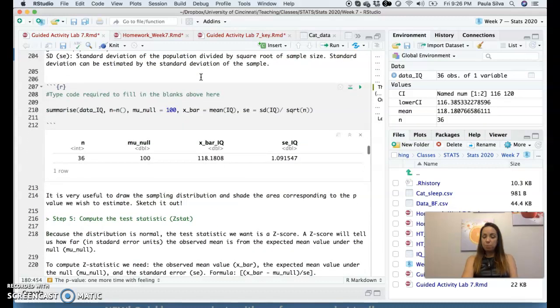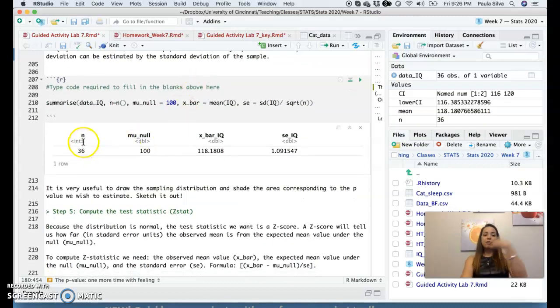So let's continue to build our table. We have the number of observations. We have the mean, which is the center of our sampling distribution under the null hypothesis, which is 100. We have the observed mean IQ in our sample, and we can also compute the standard error. I'm adding that to the table here, which is the standard deviation of our IQ variable divided by the square root of n, which I computed just here.